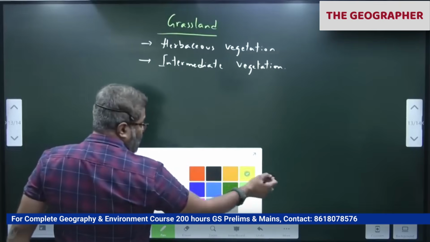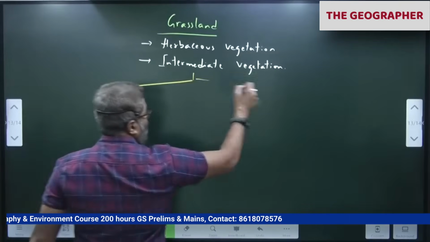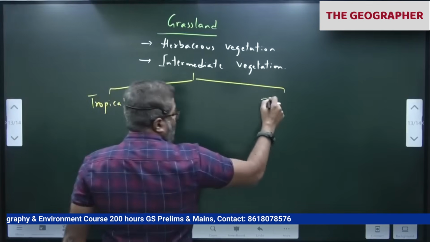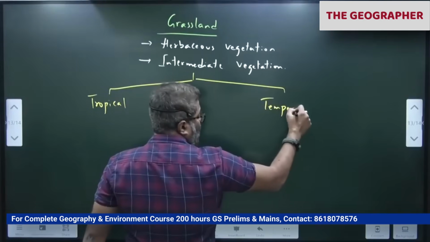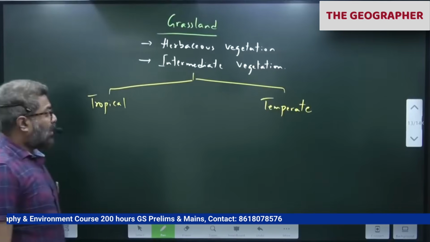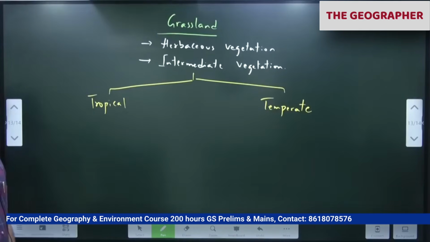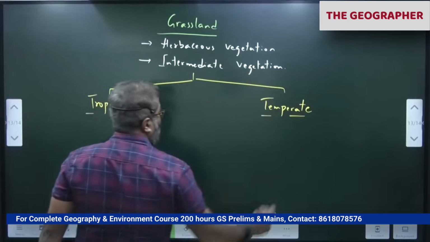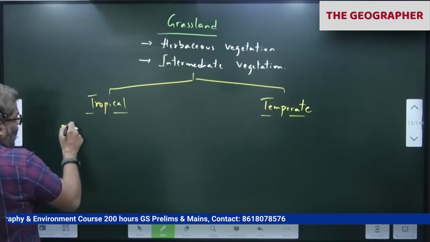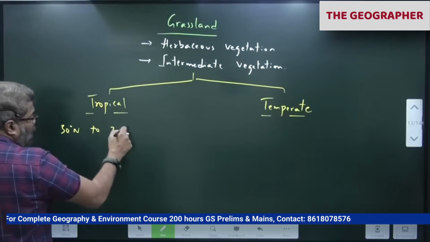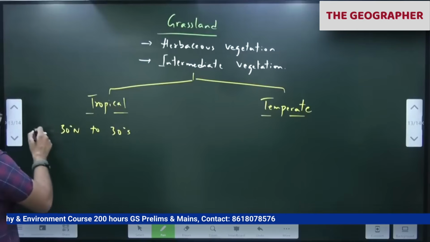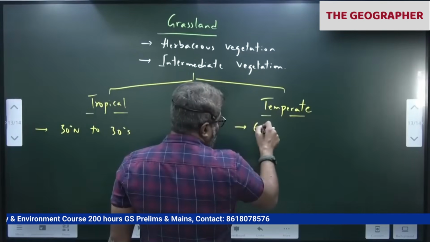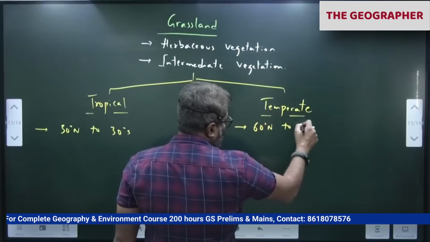So grasslands are two types: tropical and temperate. Please write first. Tropical grasslands are found in 30° north to 30° south on either side of the equator. 30 to 30 on either side. Whereas temperate grasslands are found between 60 north to 30 north.